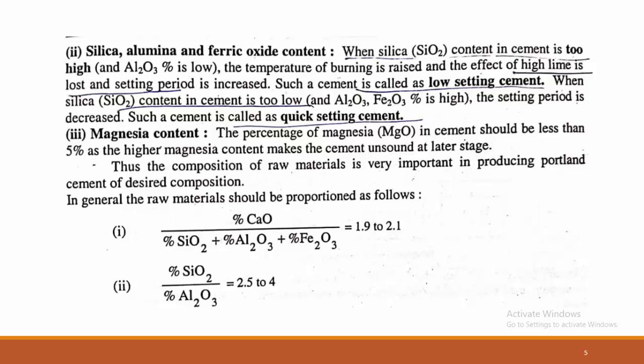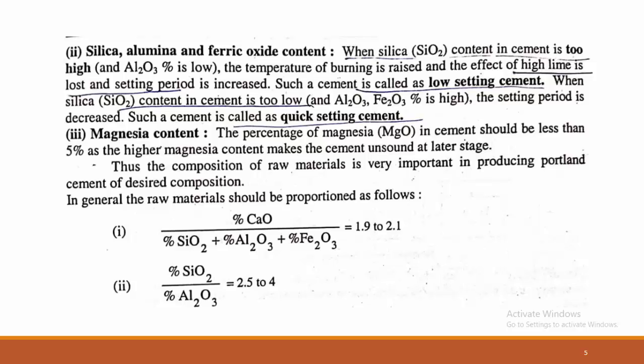With that, here we can see when silica is high content, alumina should be low, and when silica is in low content, alumina and ferrite are in high percentage. That time it forms the quick setting cement. So silica, alumina and ferric oxide contents play a very important role in the formation of the slow setting cement and the quick setting cement. But what we require is the proper proportioning of the raw materials.